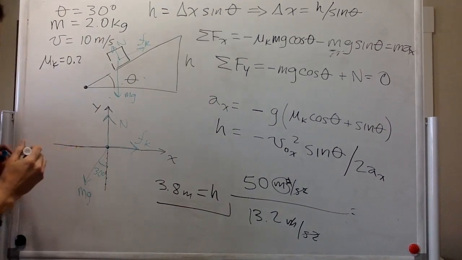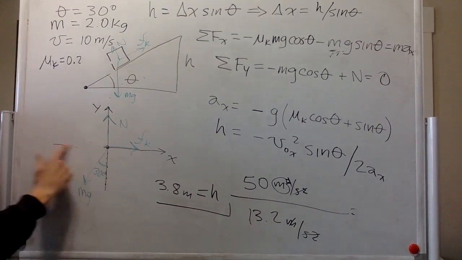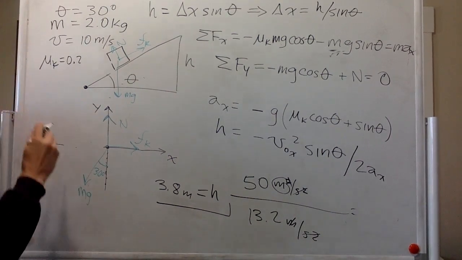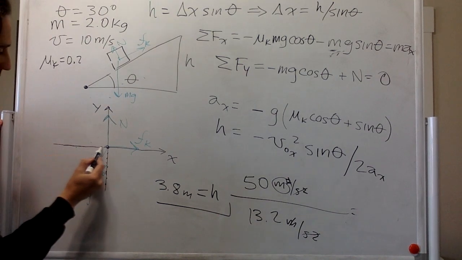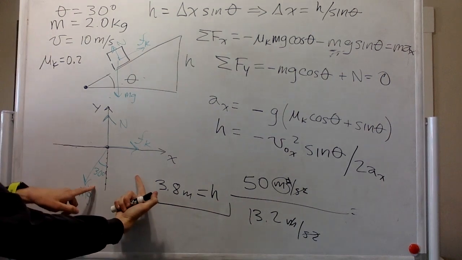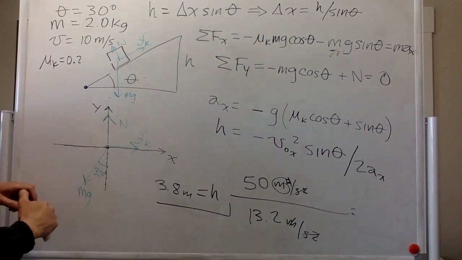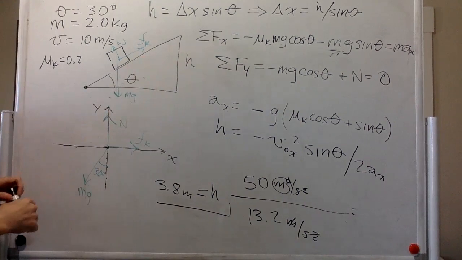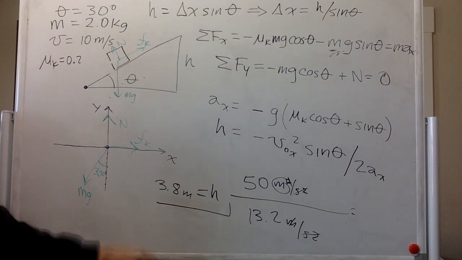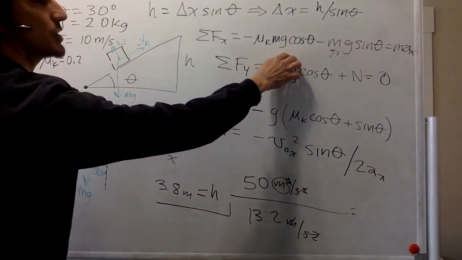So initially, the friction and the pull of gravity acted in the same direction, they were friends. Now they are opposing. Gravity wants to bring the object down and friction wants to keep it where it is. So that means that these equations are going to change.